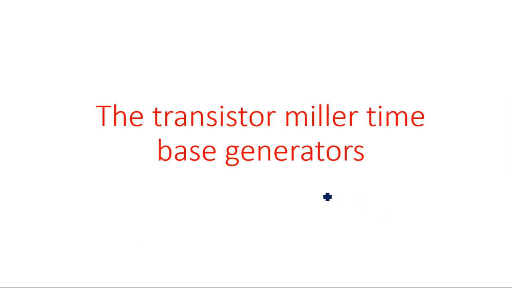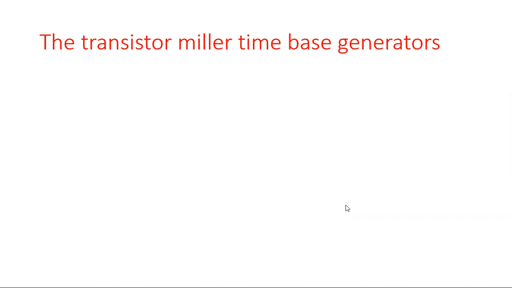Hi everyone. In this video, I am going to explain about the transistor Miller time-based generators. In the previous video, I have given you the basic idea how to construct a Miller circuit and bootstrap circuit. There we have not used any transistor as a switch. There we have used normal resistors and capacitors. Those two are converted into a linear sweep circuit to generate a sweep waveform so that the sweep error or slope error should be minimum.